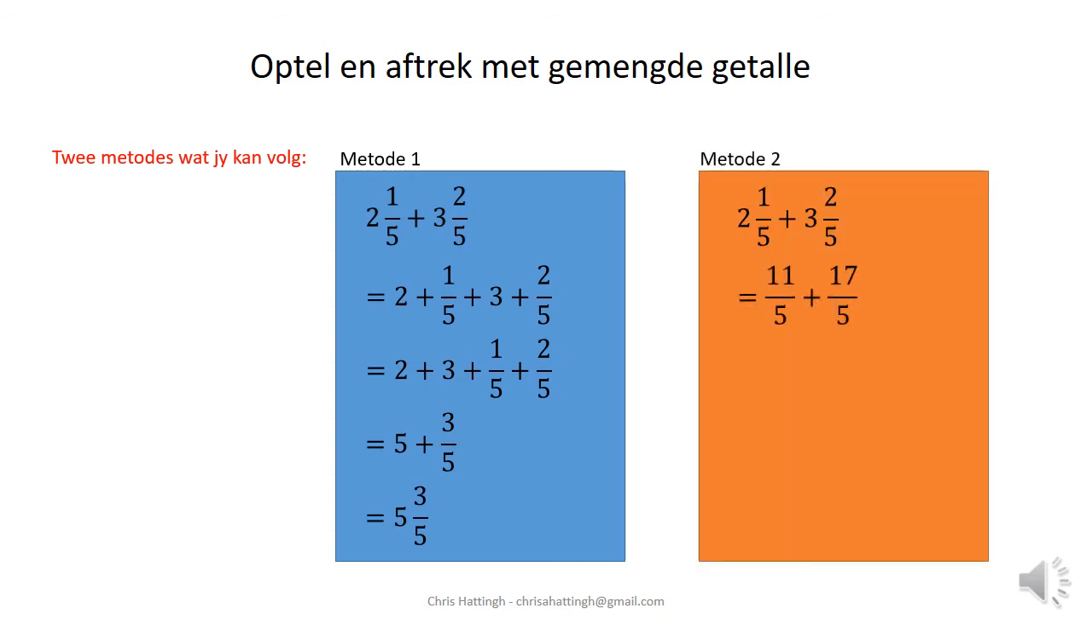Method 2, you're going to first make it improper fractions. So 2 times 5 is 10 plus 1 is 11 over 5. 3 times 5 is 15 plus 2 is 17 over 5. 11 plus 17 gives you 28 over 5. And then make it a mixed number, so it will be 5 and 3 over 5.